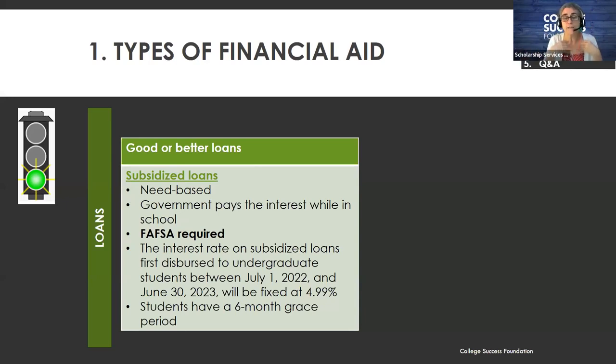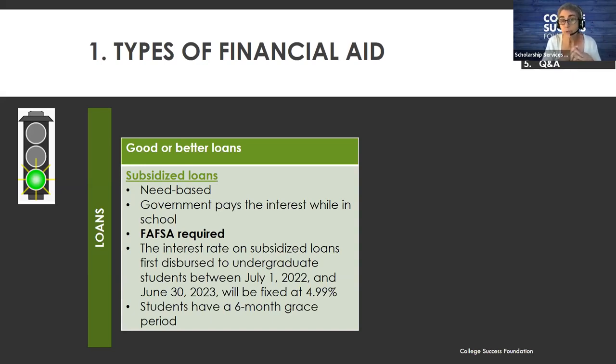So if I get a loan for this year, my loan is going to be at 4.99, and it will be that interest rate until I pay it off. But if I take another loan again next year and the interest rate has gone up to 5.5, that new loan will be 5.5. So I will have two loans with two different interest rates, just to give you an idea of how it works.